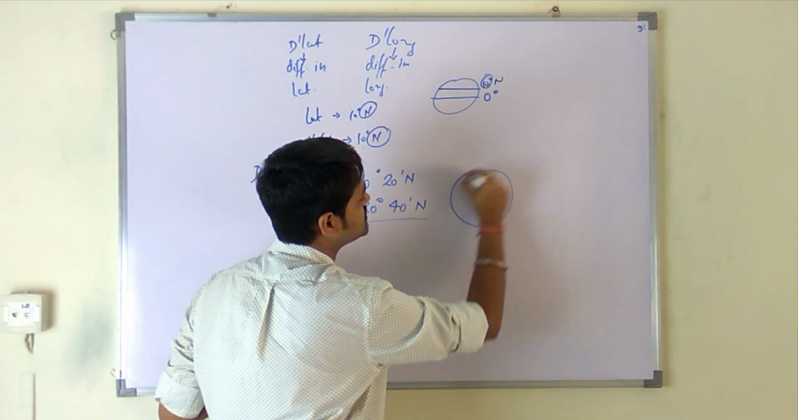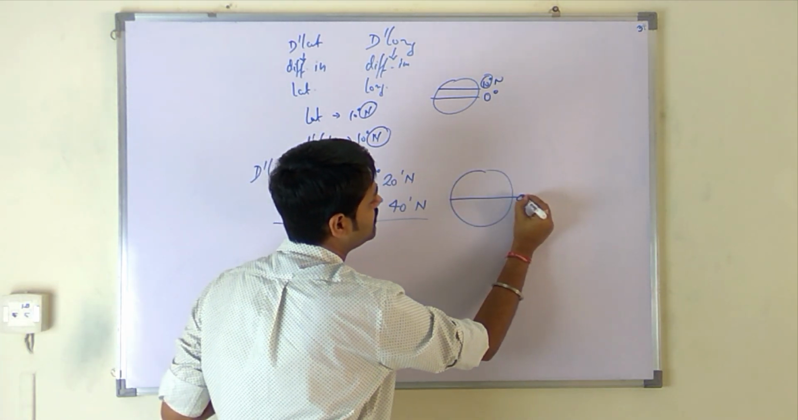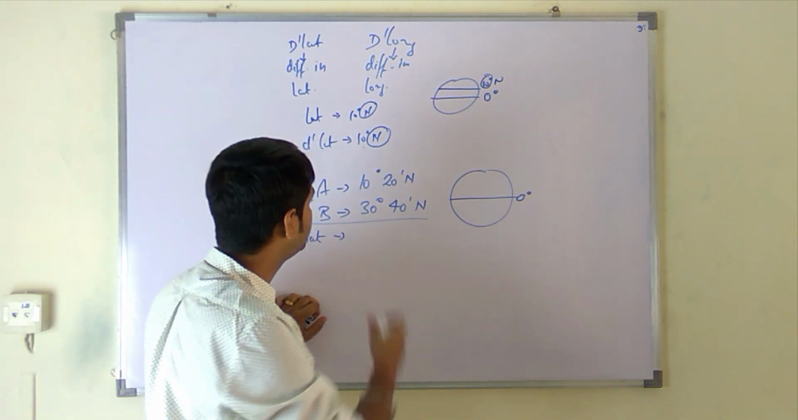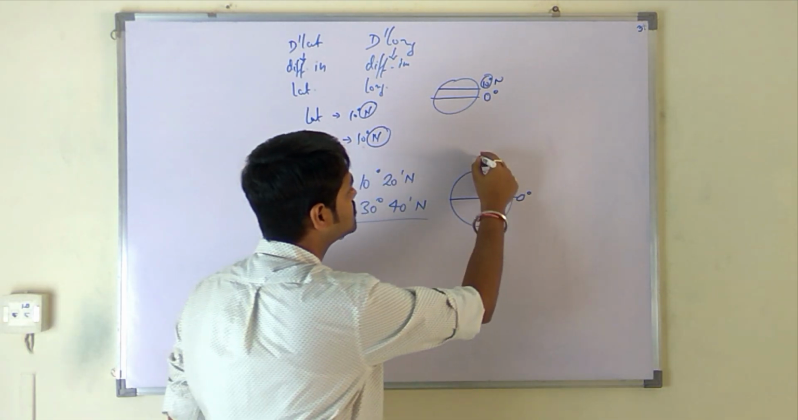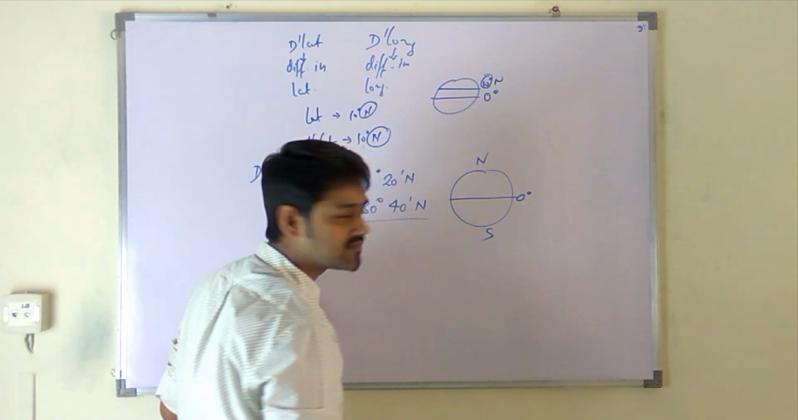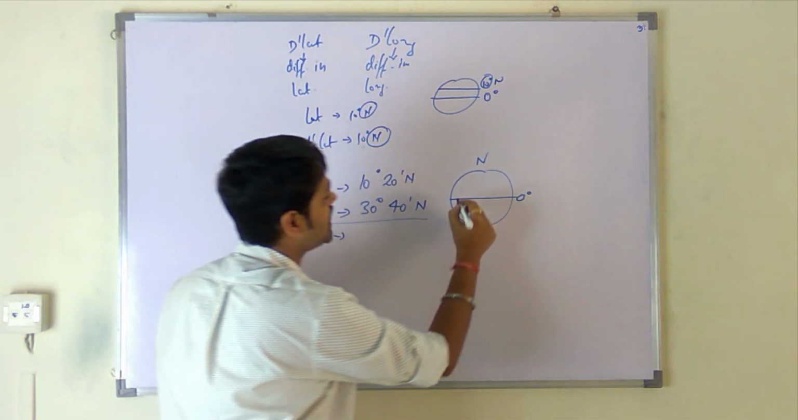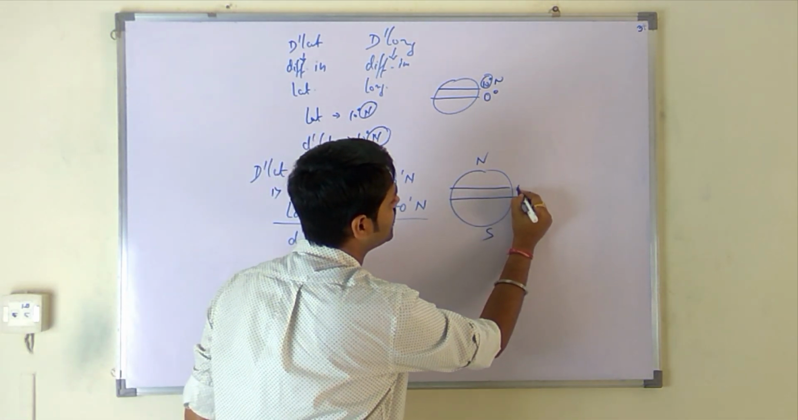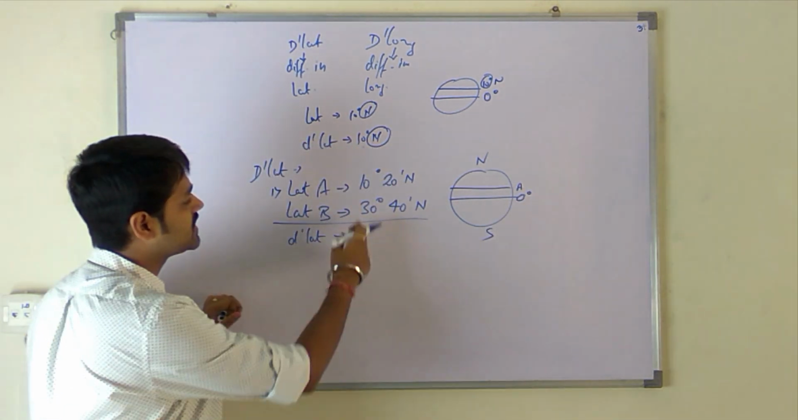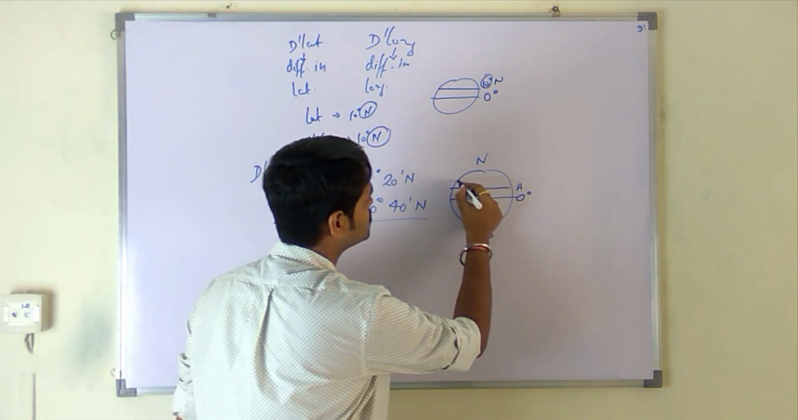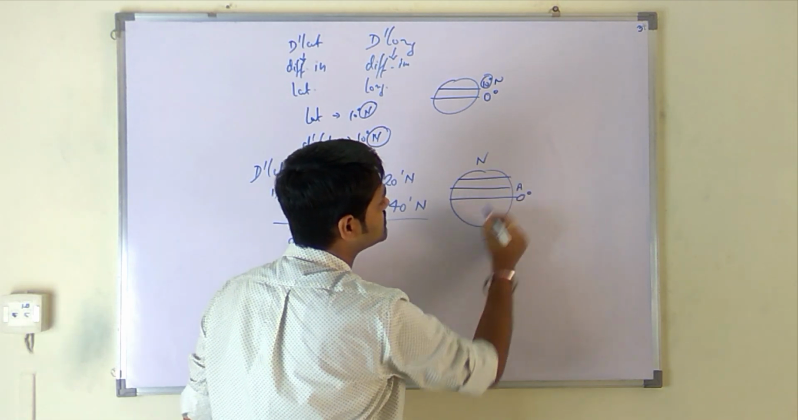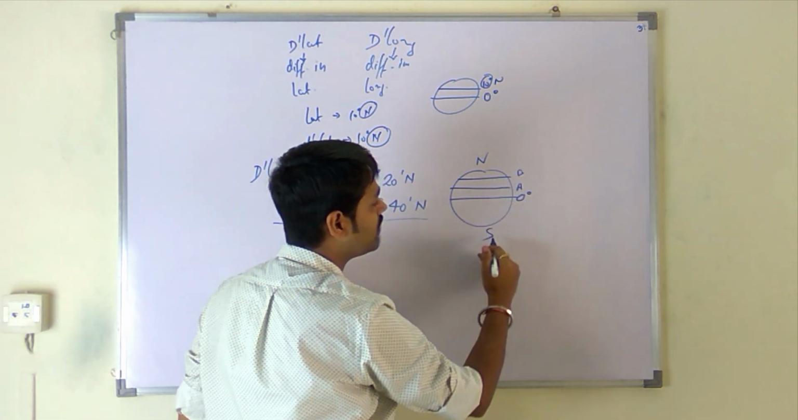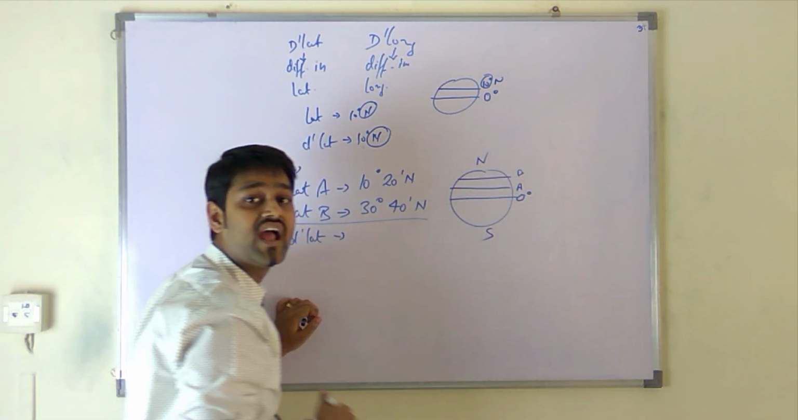So suppose this is my earth. My reference, as I have discussed earlier, for latitude is the equator. So this becomes my northern hemisphere, this becomes my southern hemisphere. Now my first lat is 10-20 north, so it will be somewhere here. Suppose this is my A. Another lat is 30-40 north, so it will obviously be above this A, because as you move away from 0, the values are increasing.